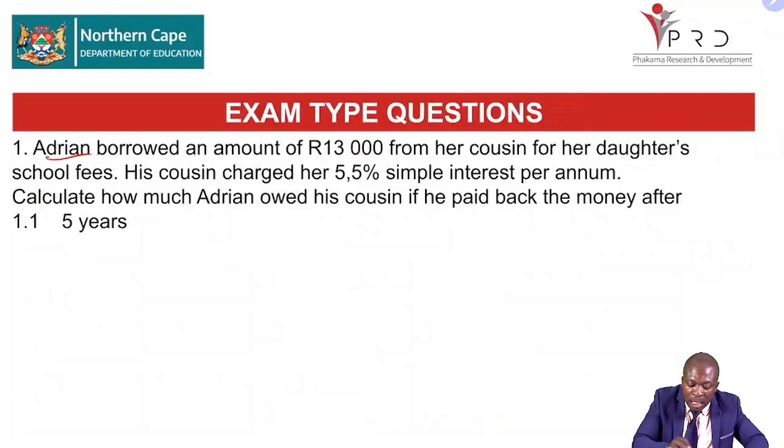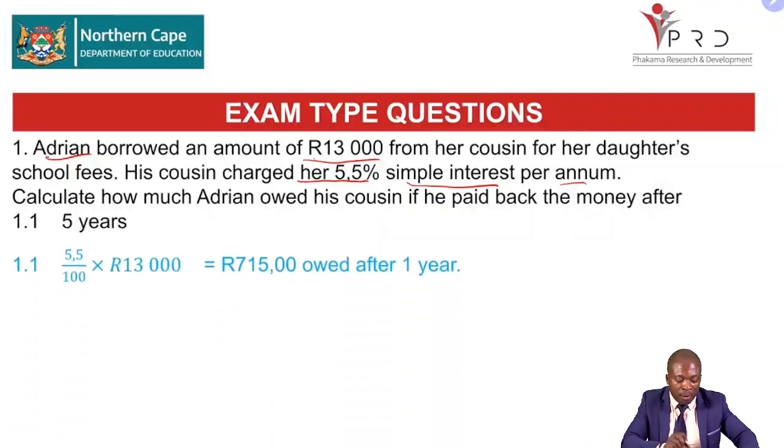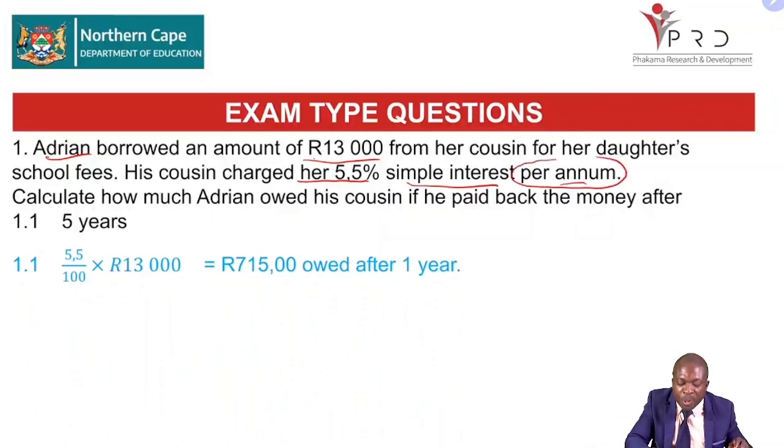This time, Adrian decided to borrow 13,000. The cousin charged 5.5% still on simple interest per annum. So we want to know how much will Adrian owe after 5 years. This is how you're supposed to do it. Can you see we did not divide the 5.5% into 2 because they said per annum. It's for the whole year. Therefore, we take the 5.5 over 100 times it by 13,000, which is 715 rand after 1 year.